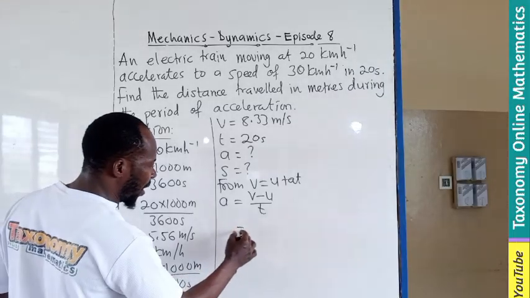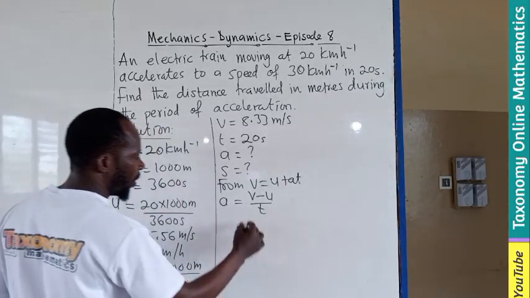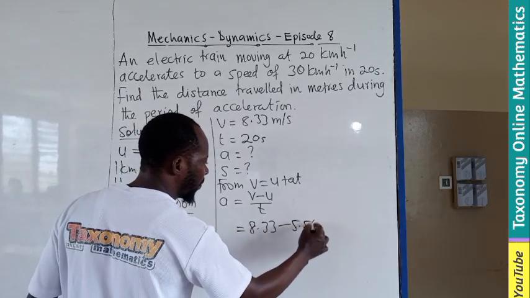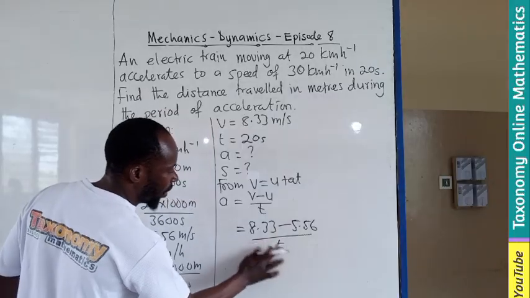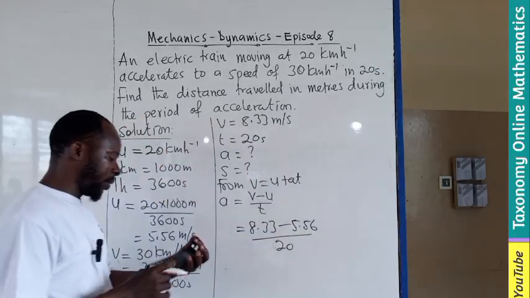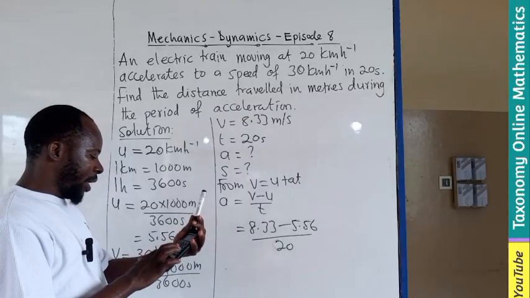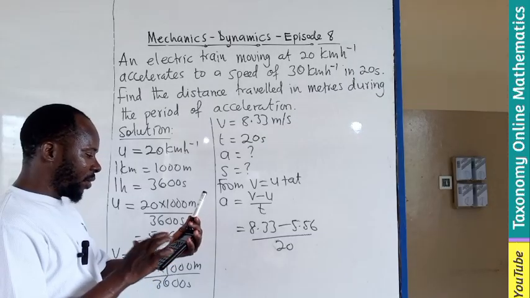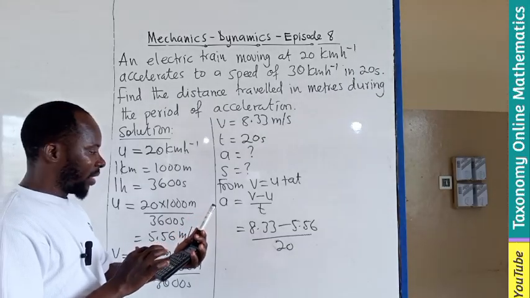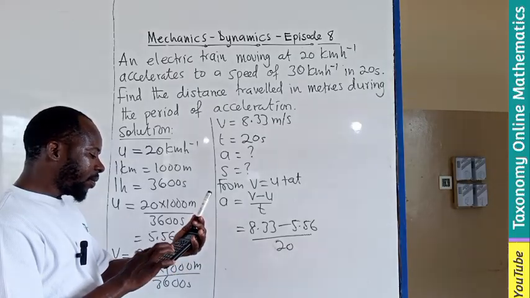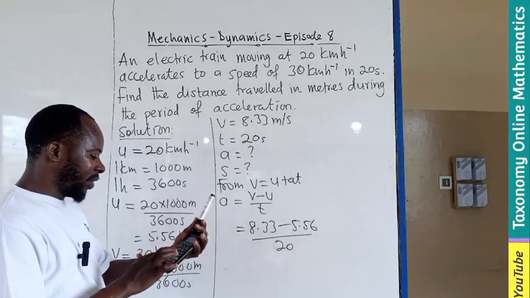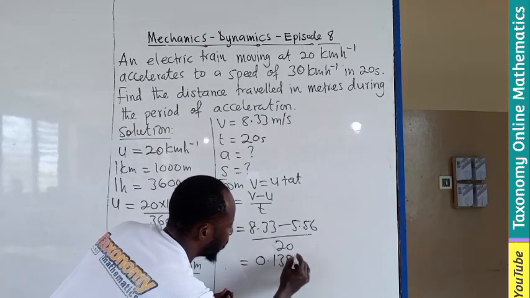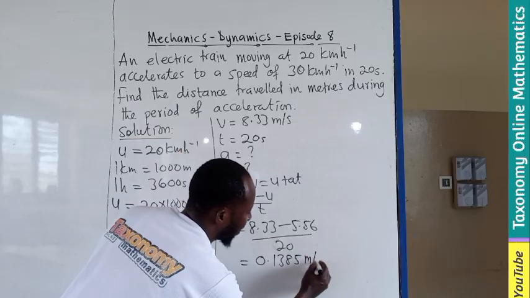So what do I do? Final velocity 8.33, minus initial velocity 5.56, divided by time, which is 20 seconds. So let's see, 8.33 minus 5.56 will give you 2.77. Then I will divide that by 20, and that will give you 0.1385 acceleration, meters per second squared.